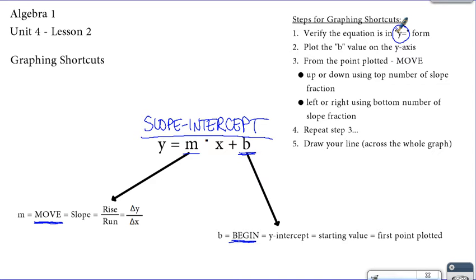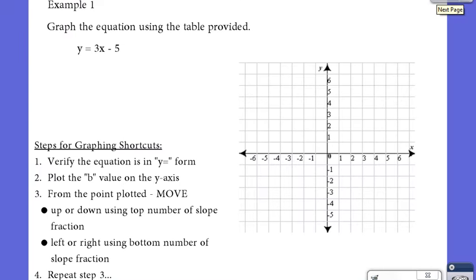From that point that you plotted is when you move. The top number of the fraction is up or down. The bottom number of the fraction is left or right. Repeat that step as many times as you need to until you have the graph. So let's take a look at an example here. Graph the equation using the table provided. We're not going to do that. We're going to use shortcuts.